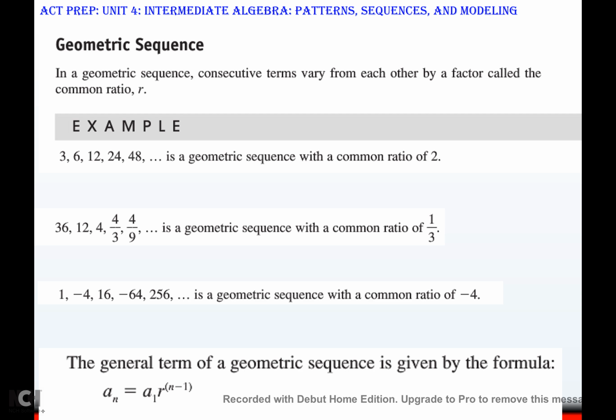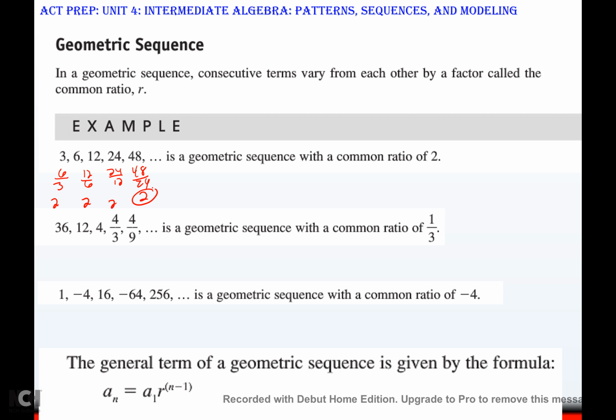Geometric sequence. In a geometric sequence, consecutive terms vary from each other by a factor called the common ratio, or R. This is a geometric sequence with a common ratio of 2. And what you do is you just divide backwards. 6 divided by 3 is 2. 12 divided by 6 is 2. 24 divided by 12 is 2. 48 divided by 24 is 2. The common ratio is 2.